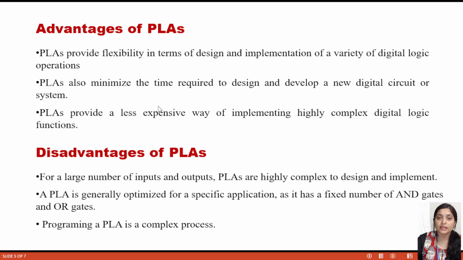Now these are the advantages of PLAs. PLAs provide flexibility in the design and implementation of a variety of digital logic operations. They also minimize the time required to design and develop new digital circuits. They provide a less expensive way of implementing highly complex digital logic functions. Disadvantages of PLAs: for a large number of inputs and outputs, PLAs are highly complex to design and implement. A PLA is generally optimized for a specific application, it has a fixed number of AND gates or OR gates, and programming a PLA is a complex process.